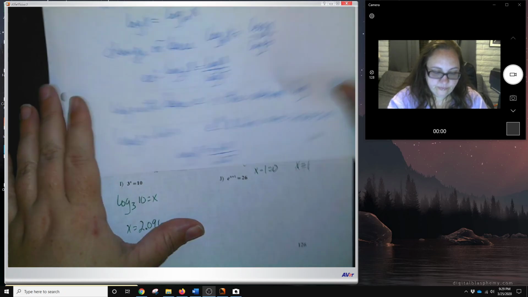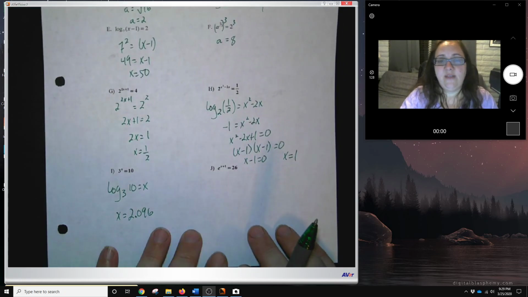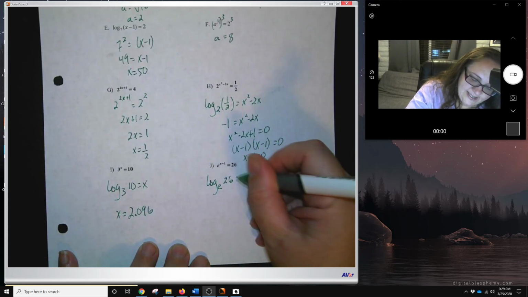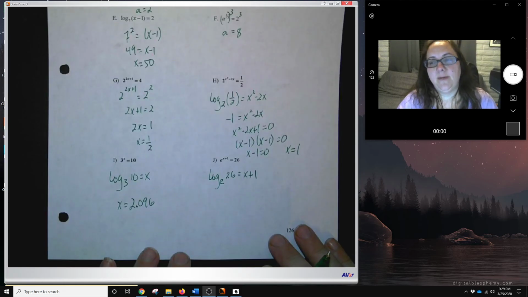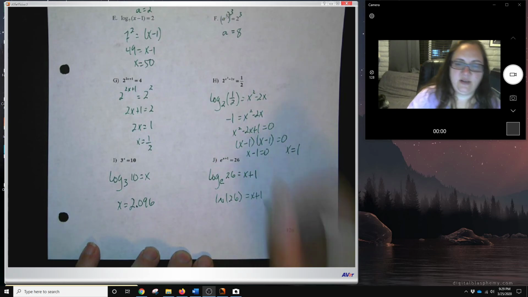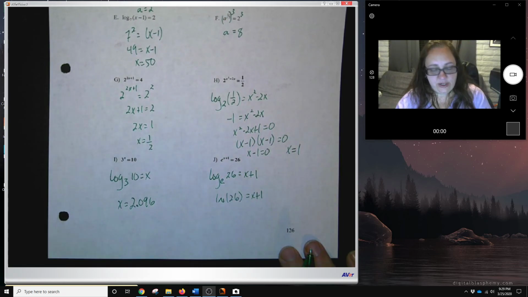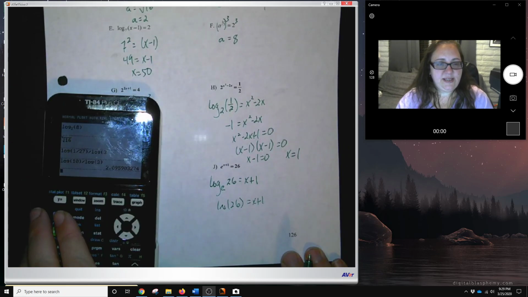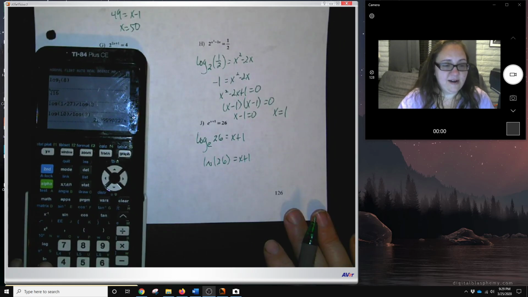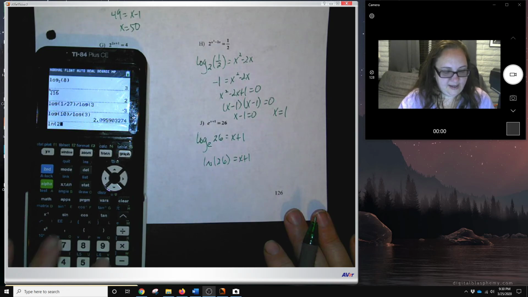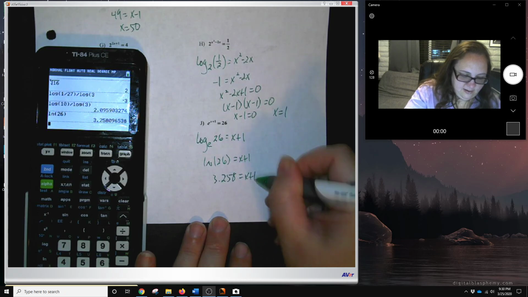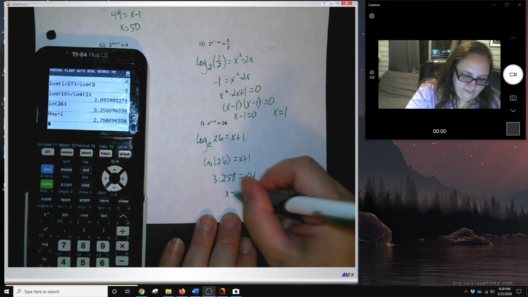Now, what that means is that if I turn this into a log, it would be log with base e of 26 equals x plus 1. But log with base e is just ln. So this would be the ln of 26 equals x plus 1. And that I can put in the calculator. See the ln button right here? ln of 26, 3.258 minus 1, 2.258.